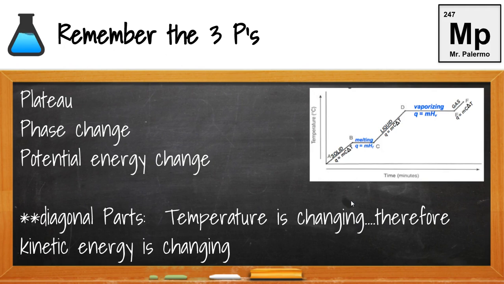So the way to remember this is, remember the 3 P's. For the plateaus, which are phase changes, the potential energy is changing. For the diagonal parts, here, here, and here, temperature is changing, so therefore average kinetic energy is changing.